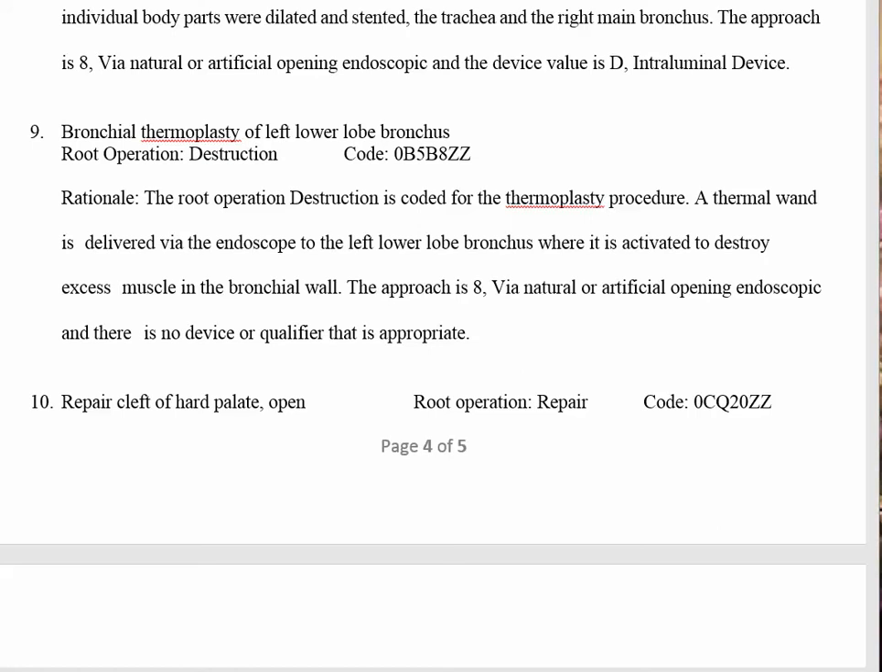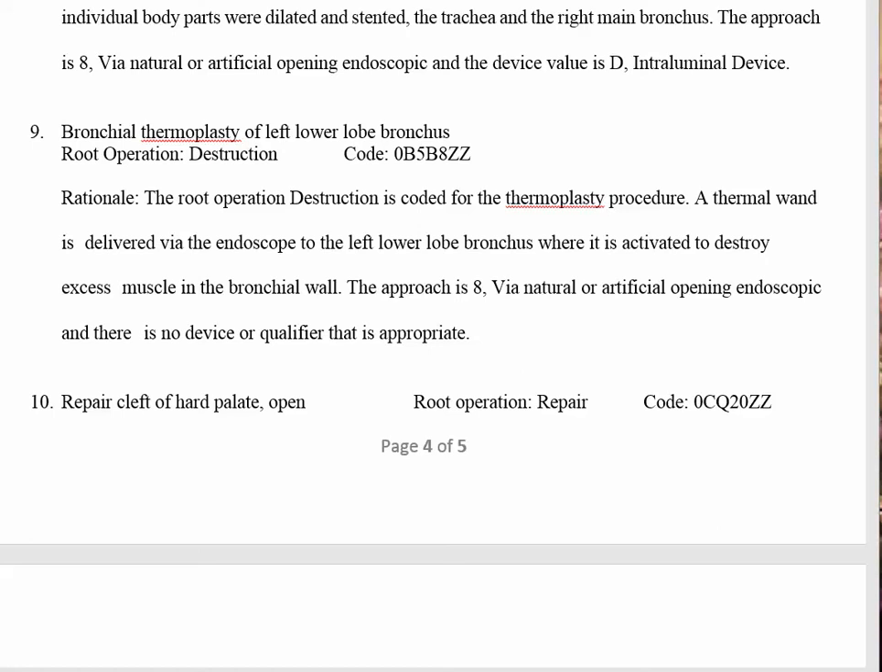We can't use excision because there's no tissue being cut away. We can't use resection because they're not removing any of the patient's organs. We want to use something that reflects them doing something, but it has to have some kind of energy or non-surgical cutting involved. That again falls to the root operation of destruction, which is defined as physical eradication of all or a portion of a body part by the direct use of energy, force, or a destructive agent. Again, we're using thermal heat, that's energy, and we're doing it to a portion of a body part.